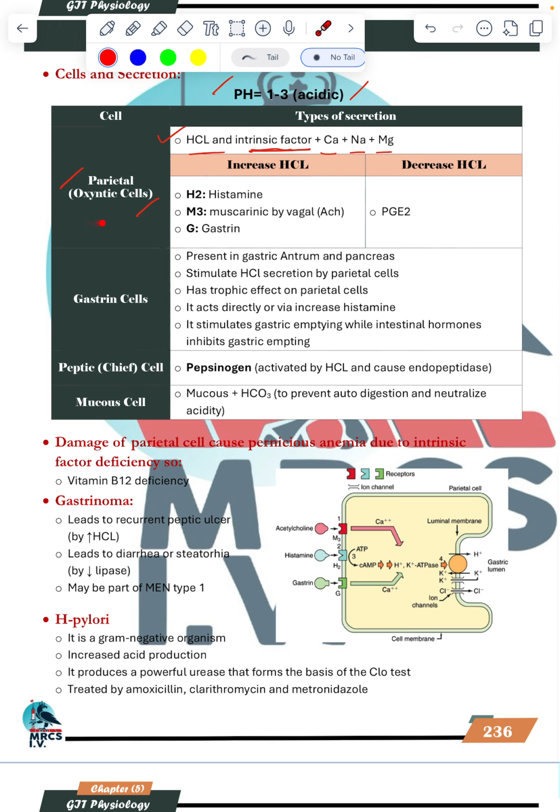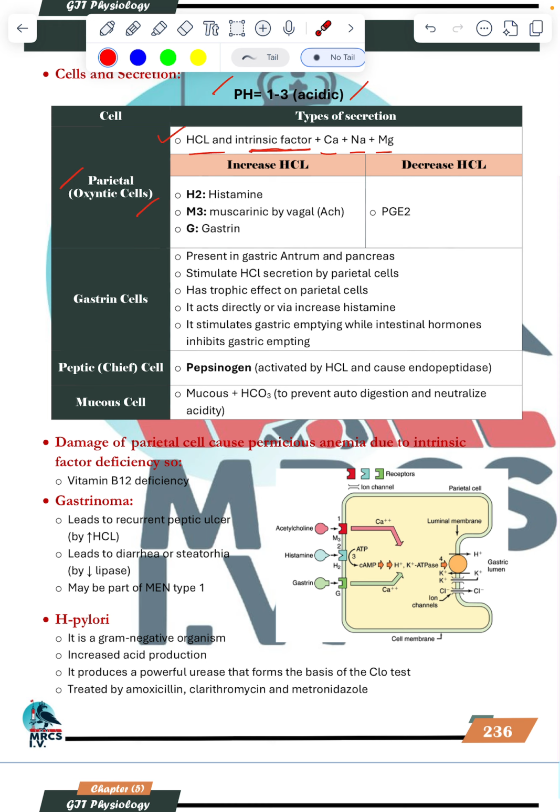And parietal cells, also called oxyntic cells, increase hydrochloric acid through histamine, and muscarinic receptors by vagal stimulation. Whenever the vagus is stimulated, there are muscarinic receptors or M3 receptors, and gastrin. These all three cause increased hydrochloric acid secretion. And what is opposing it? Prostaglandin E2. So the proton pump inhibitors we give decrease acid secretion.